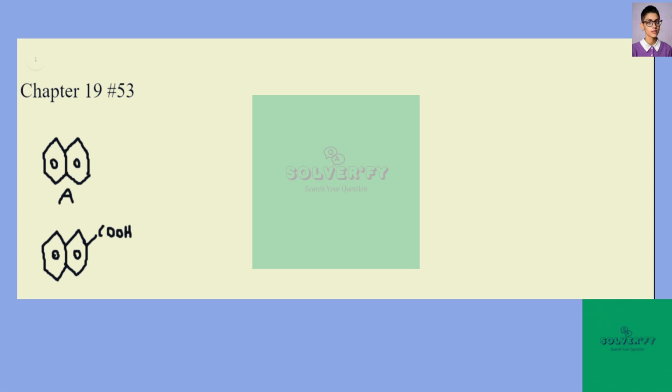This is the answer to Chapter 19, problem number 53 from the Smith Organic Chemistry textbook. In this problem, we're given these two molecules that are labeled A and B. A is a hydrocarbon and B is a carboxylic acid. And we're asked to write out the steps to separate these two molecules.